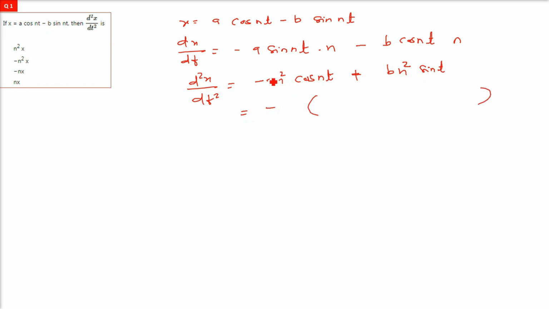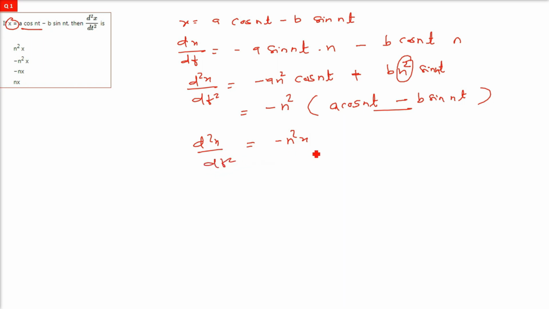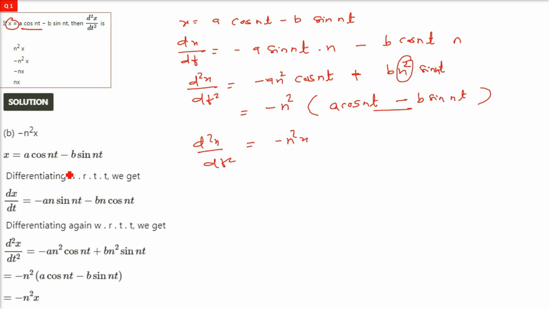Okay, I am taking negative outside here because I need this a cos nt minus b sin nt somewhere. So if I take minus n square outside, it will be a cos nt, and here we have already taken outside n square, so it will be b sin nt. So what is this? When you take minus n square, the inside thing will be nothing but x. So d2x by dt square is nothing but negative n square x. This is how you are going to write it. So these wordings also are to be followed.